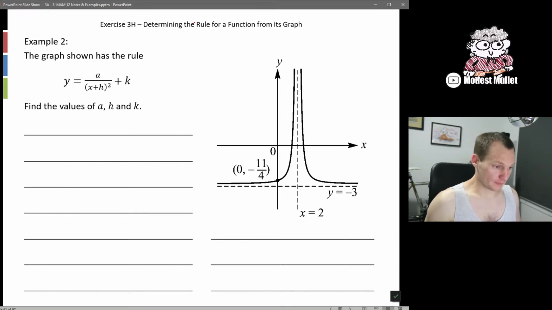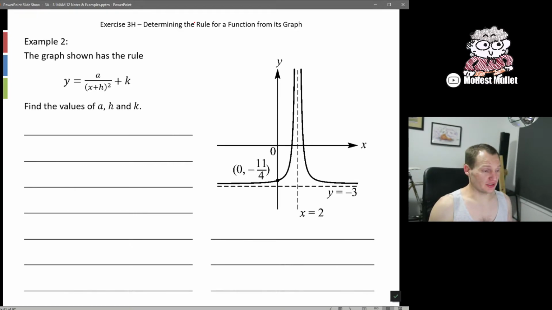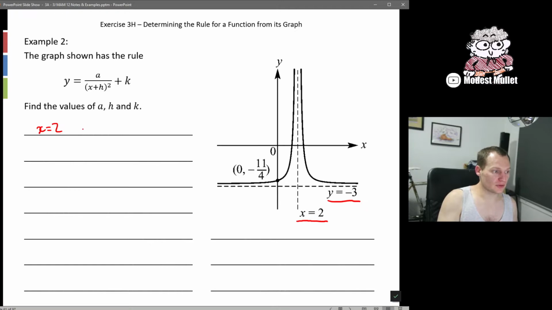On to the question that's actually exactly the same as our success criteria. So if we can do this now, well, then we're meeting our success criteria. But we have a graph shown with the rule y equals a on x plus h all squared plus k, and we're given key information. Now, the really handy thing about this situation is we're given what we could call critical data or key points. In this case, it's the asymptote. Now, we know if x equals 2 is an asymptote, h must be equal to 2.